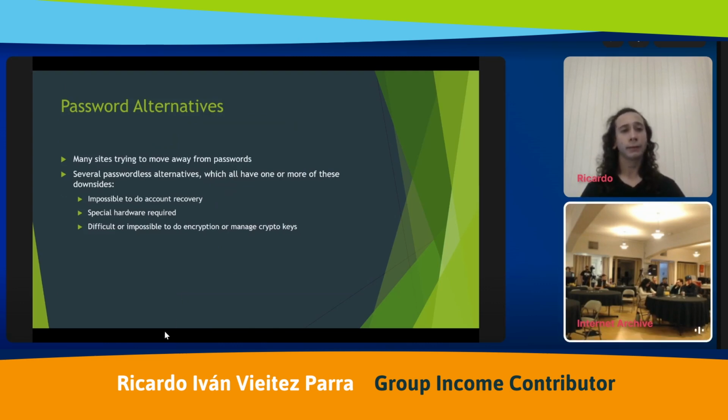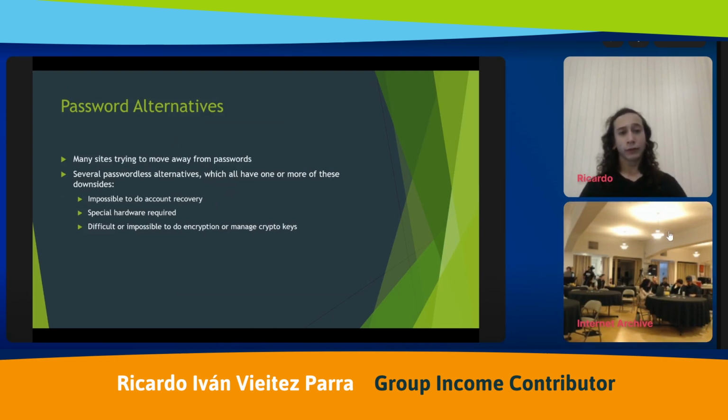So it's either difficult or impossible to do account recovery. Like that forgot password link that is at the beginning of the form, that would be quite difficult to do if everything is handled locally on some user's device, for example. Or there is some special hardware required, like say a smartphone or a USB token or something like that.